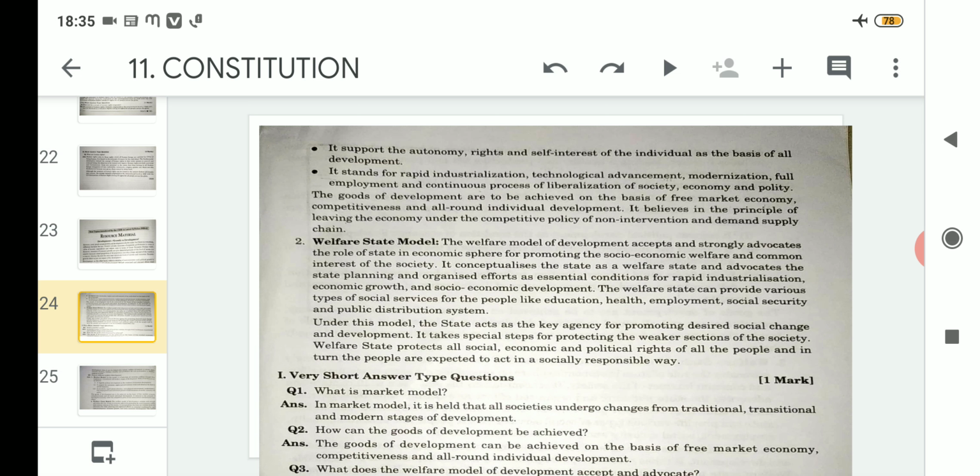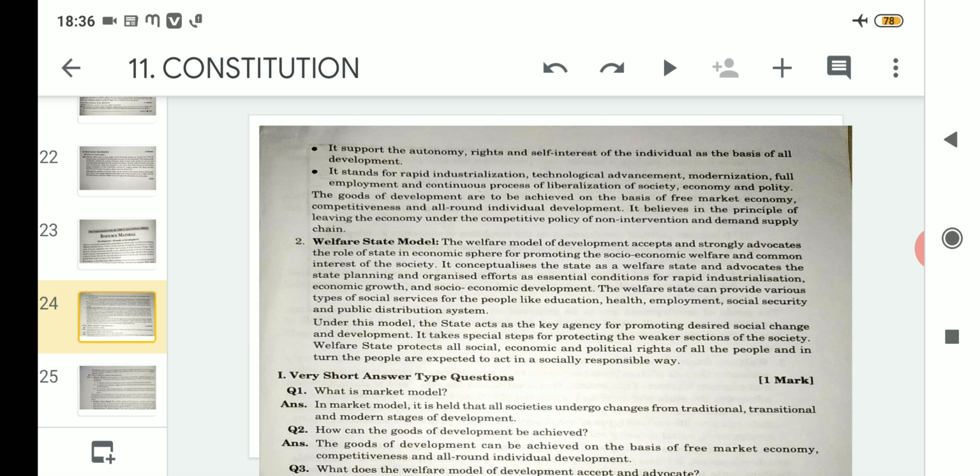That is, a country should have free market policy, clear, then competitiveness should be there, and along with that all-round individual development. That means every individual should be developed all-rounded, that means from each sphere.